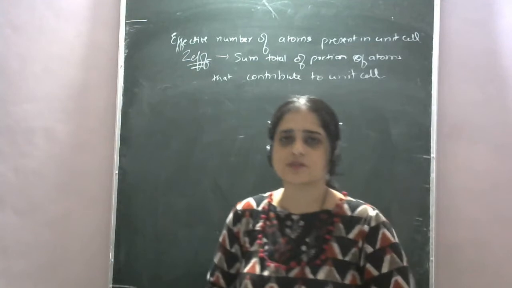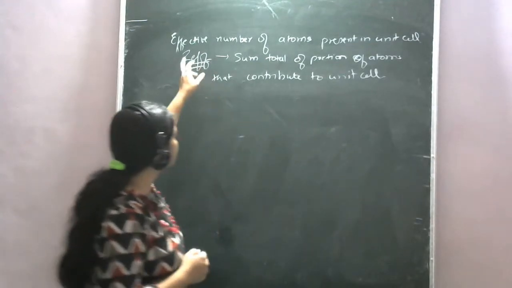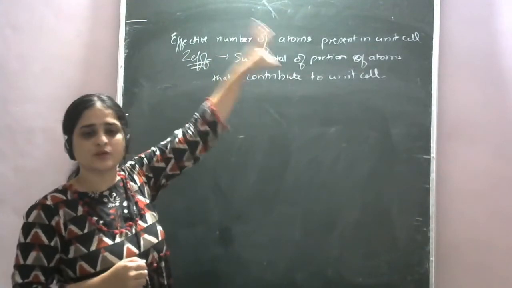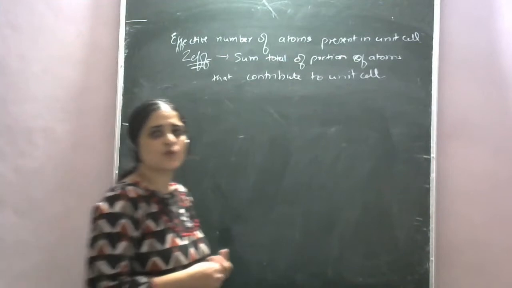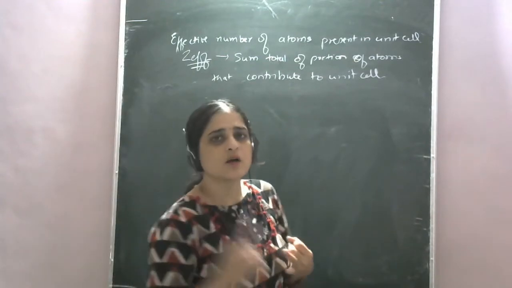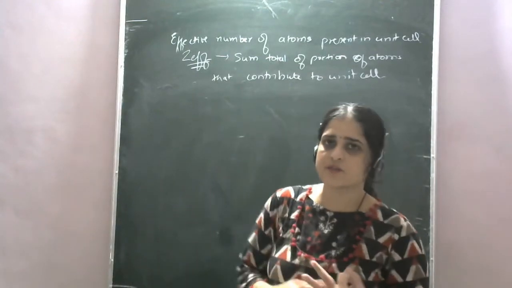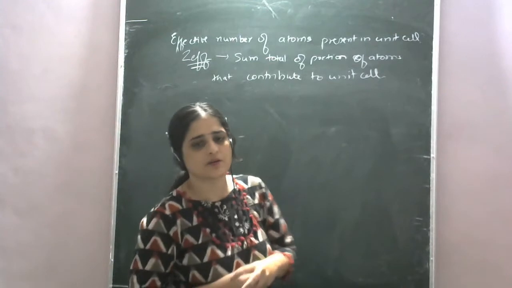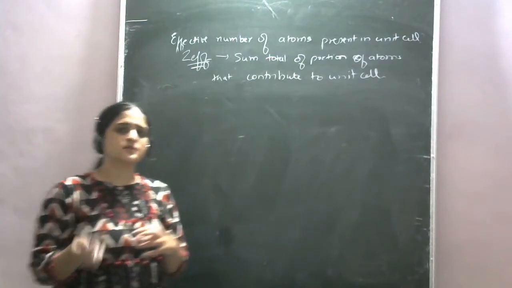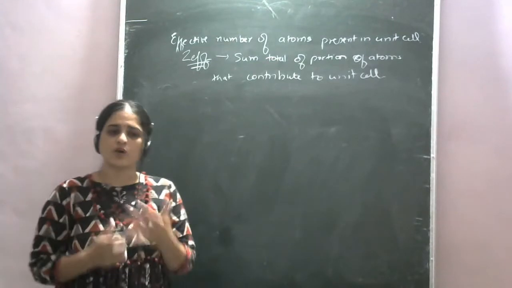We are discussing the effective number of atoms present in the unit cell. In the previous video we have seen the simple cube, the BCC and the FCC and the number of atoms present in them, right? Now let's discuss the Z effective formula, right?